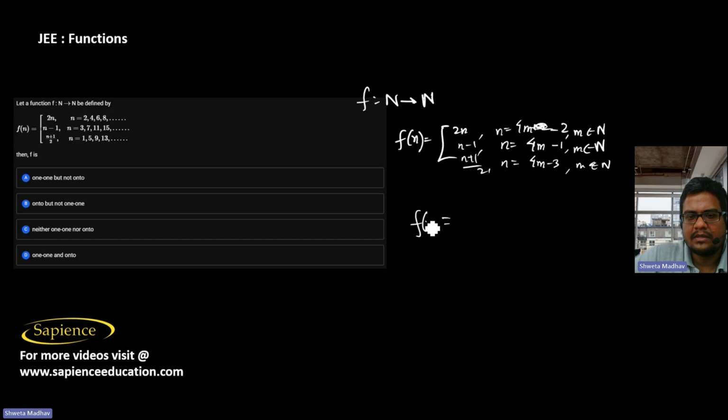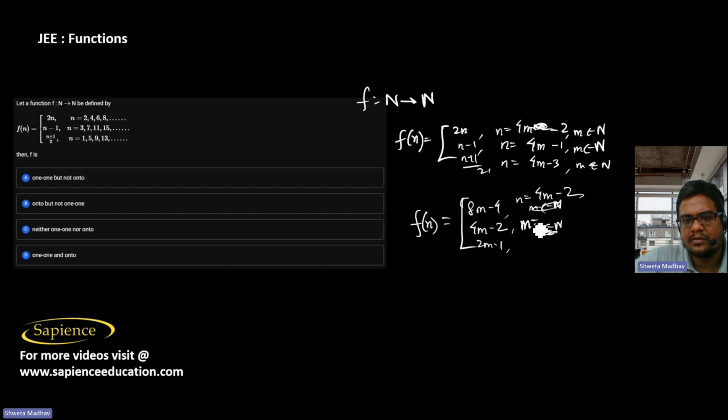So it means that f of n will be equal to actually 4m minus 2, that is 2n, so that is 8m minus 4. That will come 4m minus 1 minus 1. So this will be 4m minus 2. And this will be 4m minus 3. So 4m minus 2 by 2, that will be 2m minus 1, where m belongs to N. So where n is of the form 4m minus 2. Here n is of the form 4m minus 1. And here n is of the form 4m minus 3.